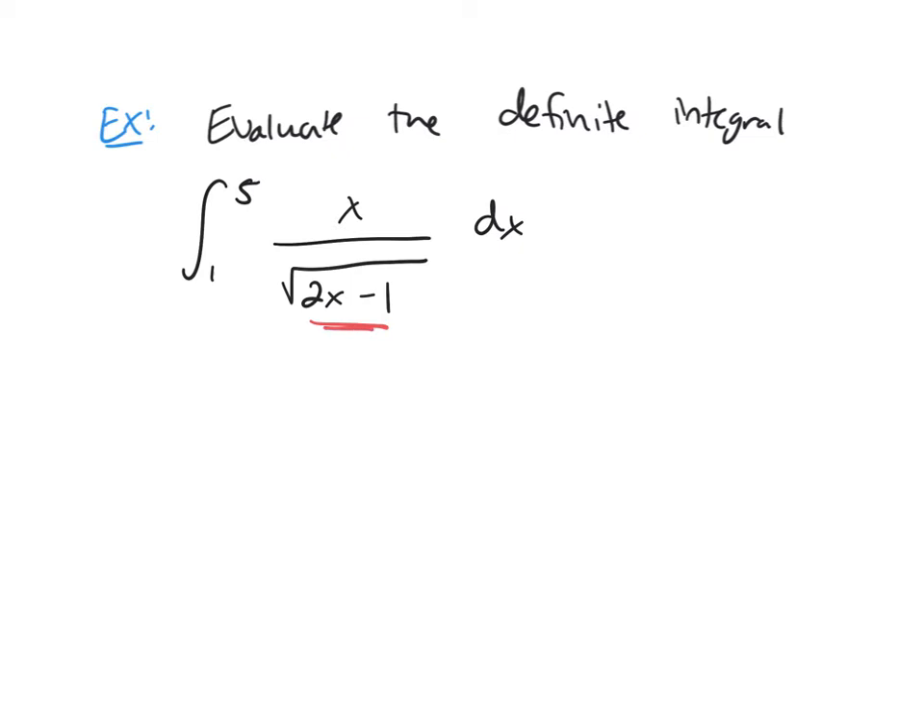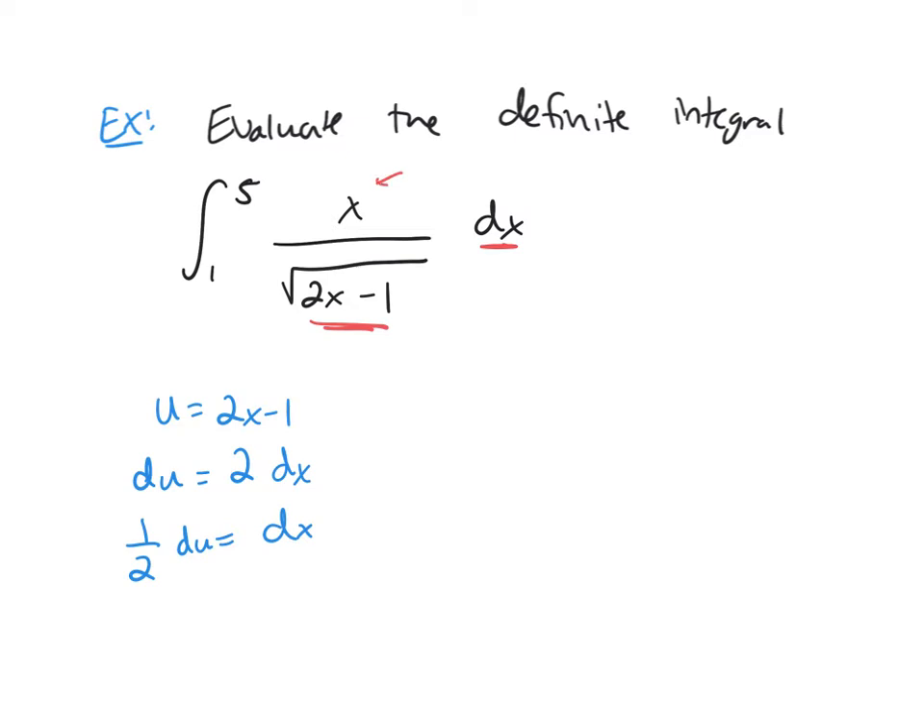That's in the denominator. So I'm going to make u be 2x minus 1. So then du will be 2 dx. And I'm going to solve for dx, so I'll get 1/2 du equals dx. Now I can change over this dx here, and I can change over the denominator, but I have this extra x I need to get rid of.